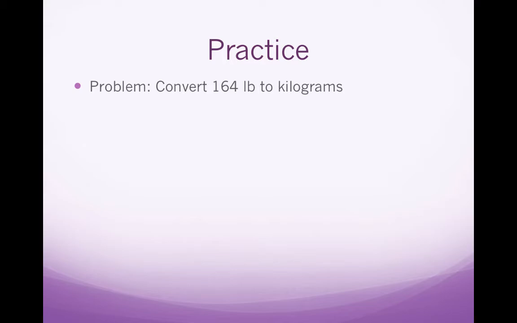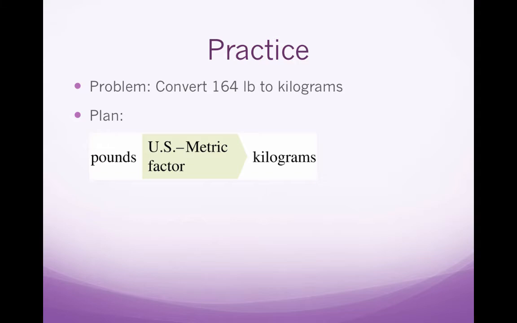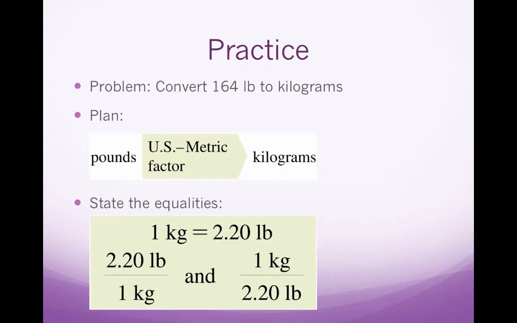So we want to convert 164 pounds to kilograms. So first let's come up with a plan. So we're going to need to start with pounds, we need some US to metric factor, and we're going to end in kilograms. So let's state the equalities. So we know 1 kilogram equals 2.20 pounds.